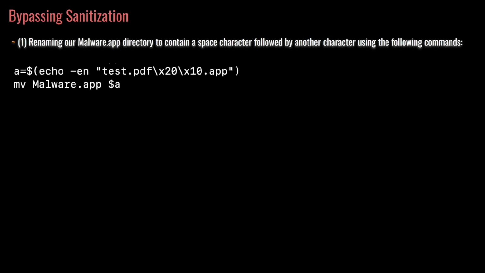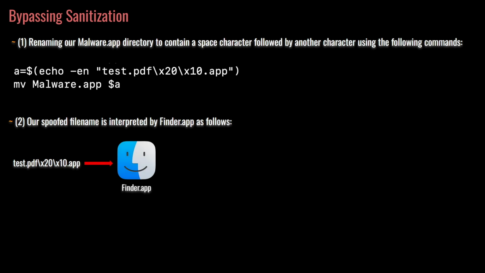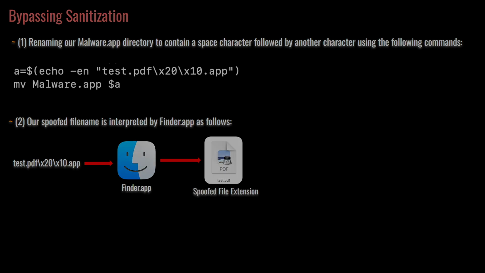So the first step is renaming our malware.app directory to contain a space character followed by another character using the following commands. After that, the spoofed file name is now interpreted by Finder.app as follows. It looks like an innocent PDF file.